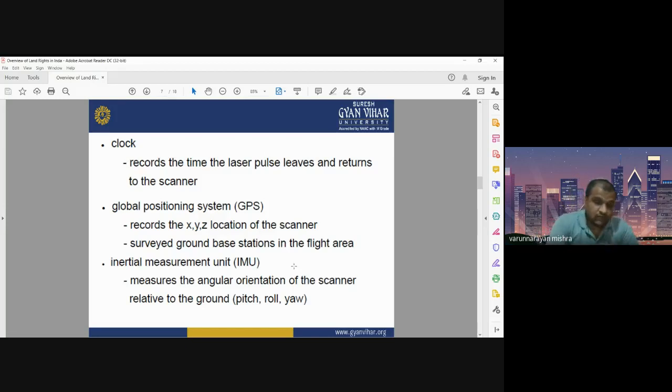So before processing that data, we need to rectify the errors caused by the movement of the aircraft. That movement may be of three types: pitch, roll, and yaw. Pitch, roll, and yaw will be discussed when we discuss the GPS system. I will discuss in that class what is pitch, what is roll, and what is yaw. There is a very good figure, and I will show you how we can come to know what is pitch, what is roll, and what is yaw.